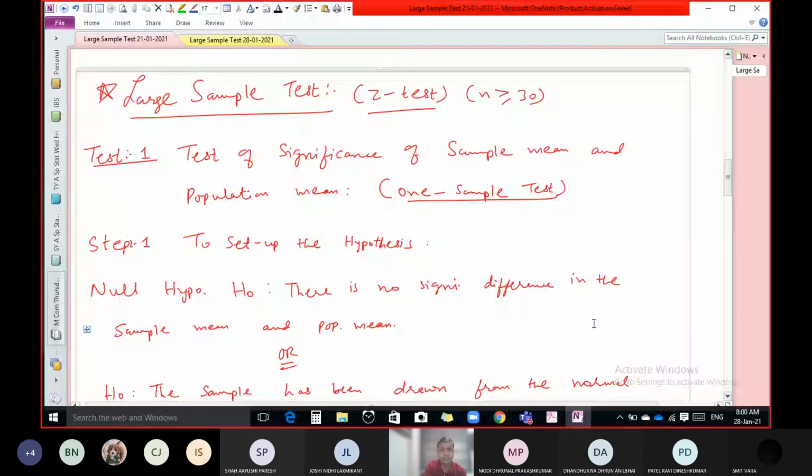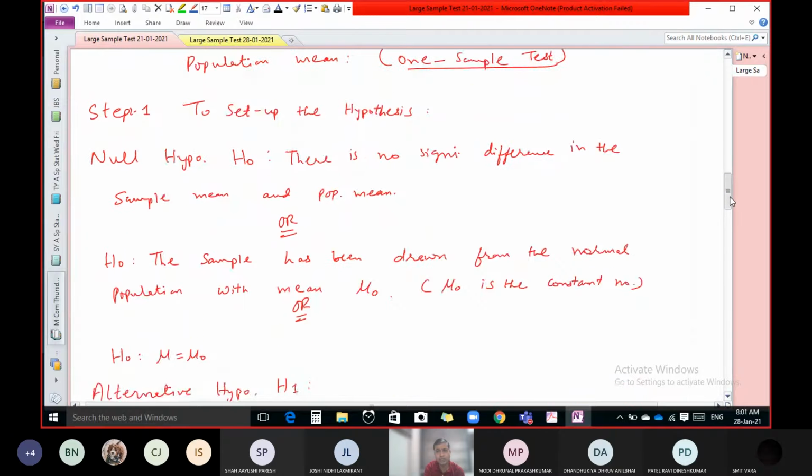In the last lecture, we were discussing the procedure for test 1 in large sample tests. It is the test of significance of sample mean and population mean. It is the test for one sample, so it is known as the one sample mean test. We know that there are 5 steps here.